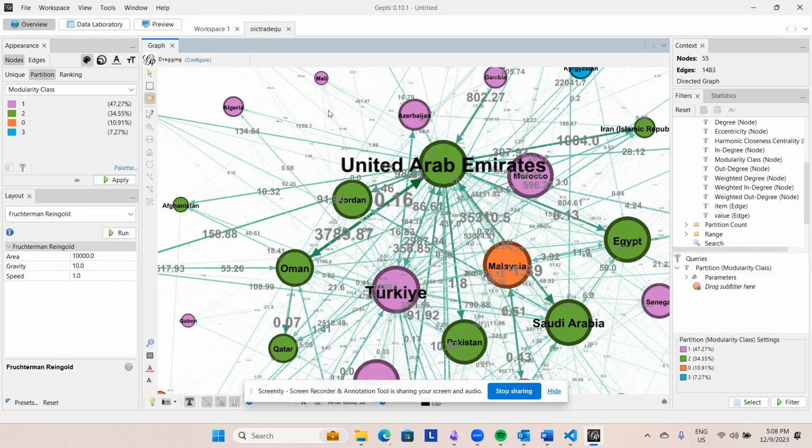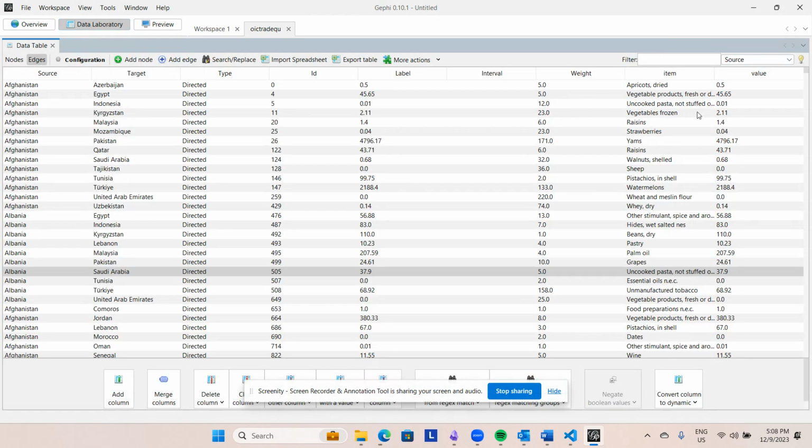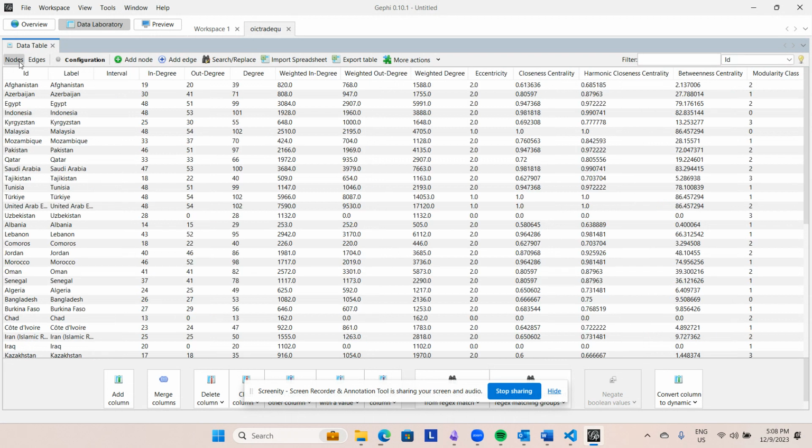That's why any country like Azerbaijan may have a lot of trade with Russia, but we ignore this because for this example we are focusing on the overall trade capacity within the OIC countries. We don't have to check the weighted degree centrality value for all countries.